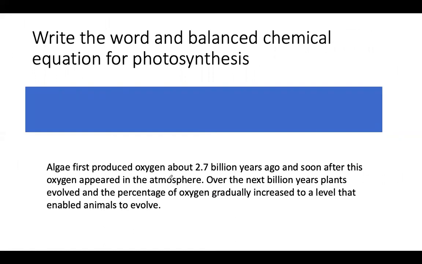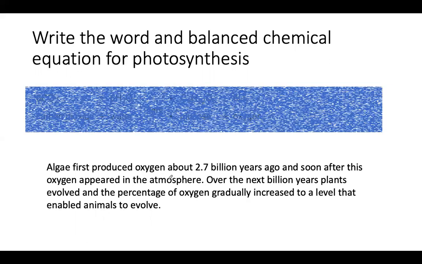This is a little revision from biology, but also it is part of the chemistry spec as well. So just write the word and balanced chemical equation for photosynthesis. So just pause the video and just jot that down on a piece of paper. So 3, 2, 1, pause.